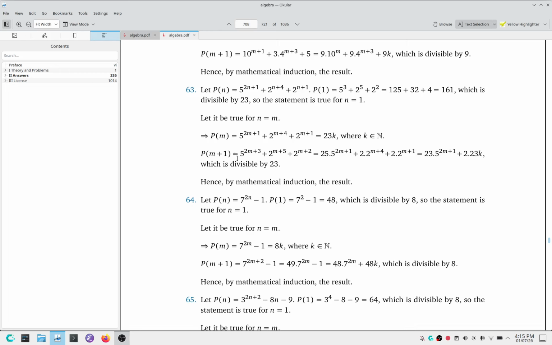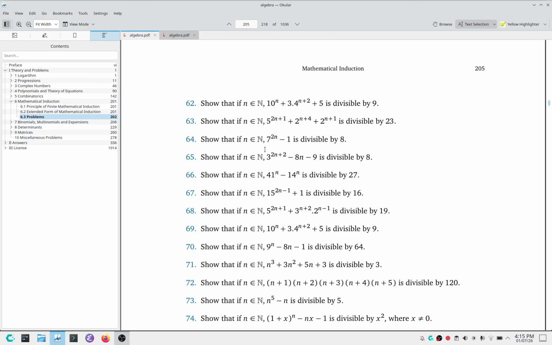We let it be equal to 23k, where k is the usual. We substitute n is equal to m plus 1, we get this, which we expand, we get this, which is equal to 23 plus 5 raised to the power 2m plus 1 plus 2 into 23k, which is divisible by 23, and hence we have the result.